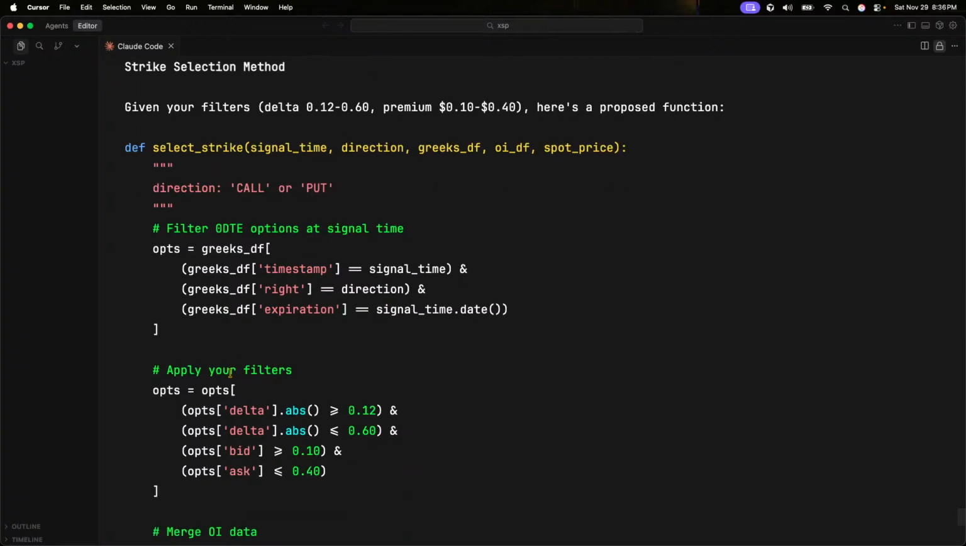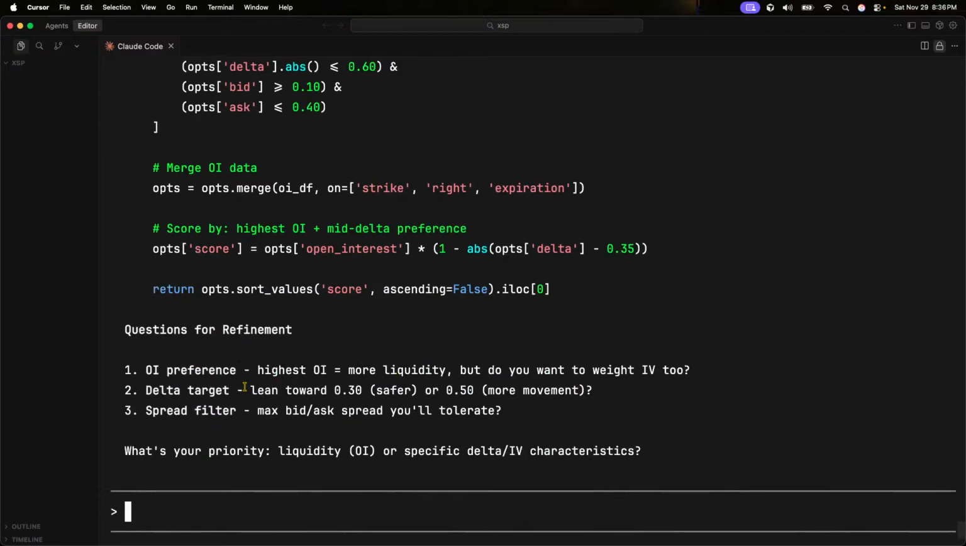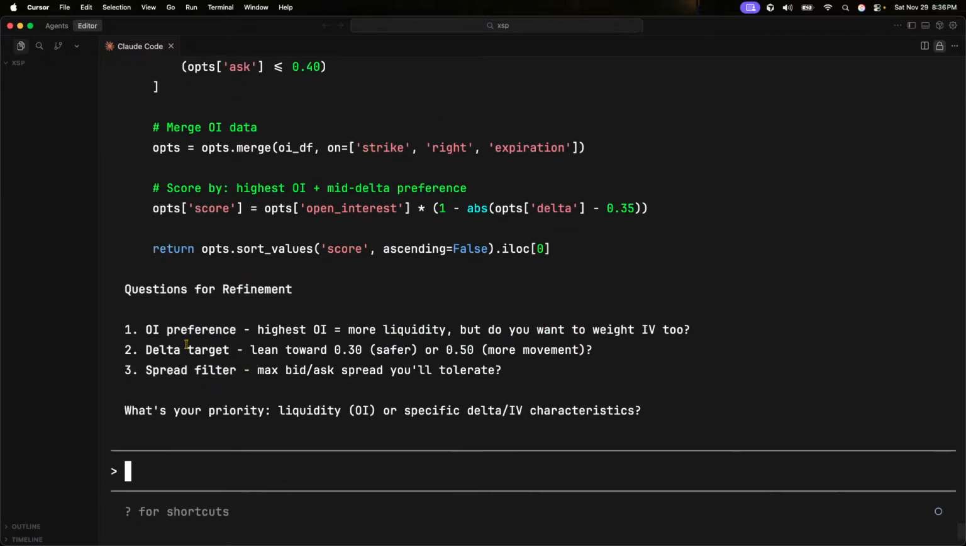Okay. Apply your filters. Merge the open interest. Okay. Questions to refine. The open interest, OI, when you see OI, that is the open interest. So this lets us know how many people are currently holding the position. So the open interest preference, the highest open interest, equals more liquid. Do you want to weigh the IV too? The delta targets, do you want to lean towards something? Okay, so let's answer these questions.